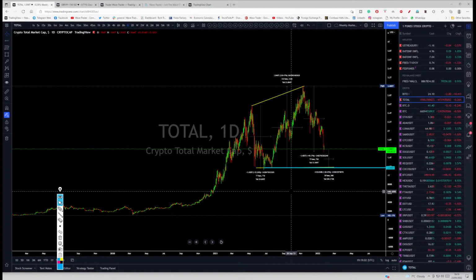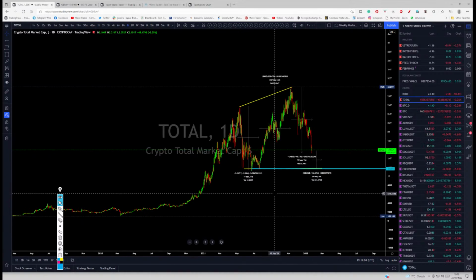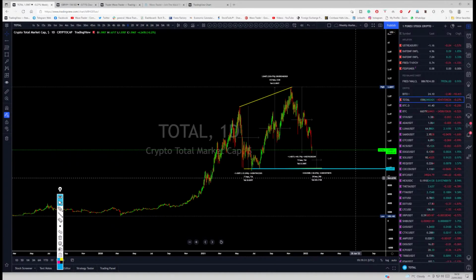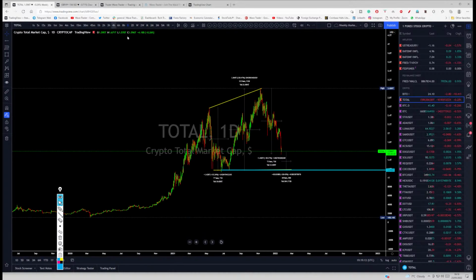So it's huge, yes. I'm not saying that they are not going to rise. There are going to be opportunities, they are going to rise, and there is going to be longer term potential on some coins.